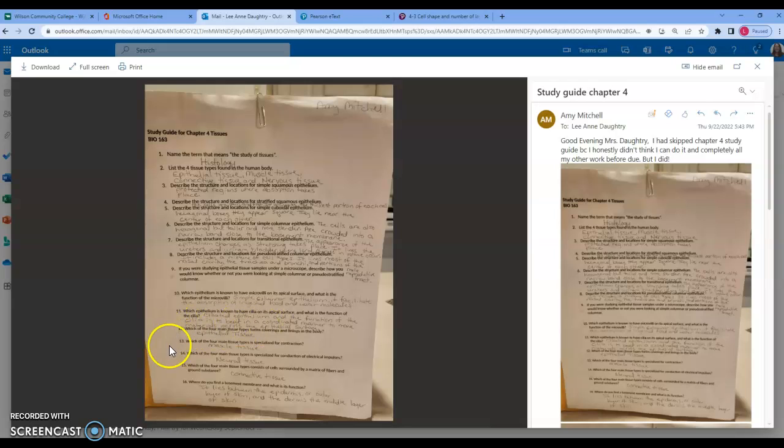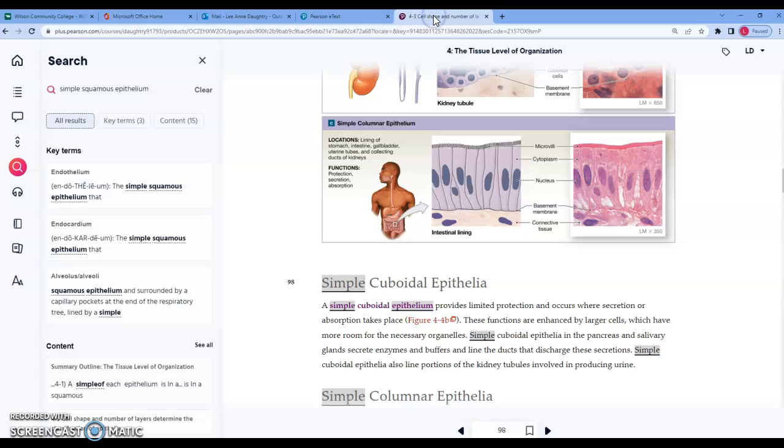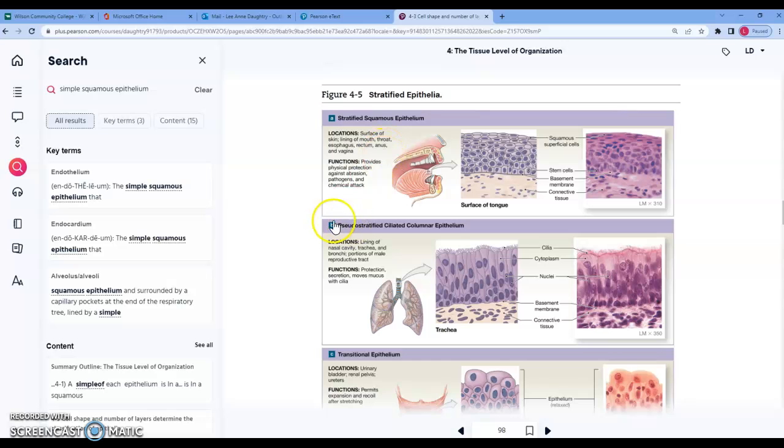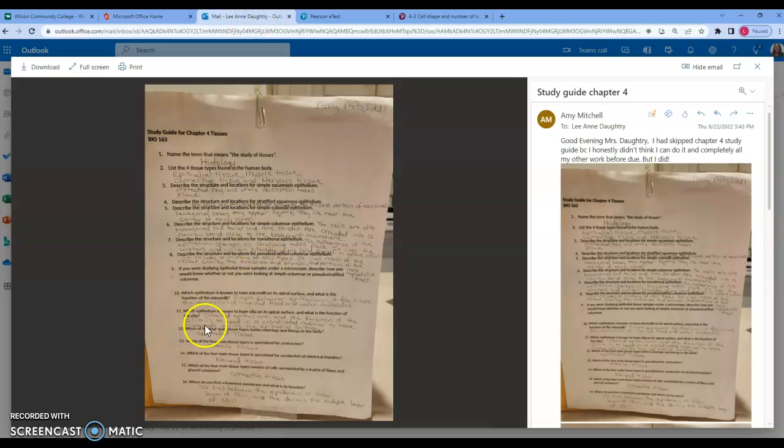Which is known to have cilia on its apical surface, and that should be the pseudostratified. I don't see that in your answer. That should be the pseudostratified ciliated columnar epithelium right here. Okay, and then which of the four main tissue types forms coverings and linings? Epithelial. Specialized for contraction is muscle. Specialized for conducting impulses is neural tissue, and then cells surrounded by a matrix, this is number 15, is connective tissue.